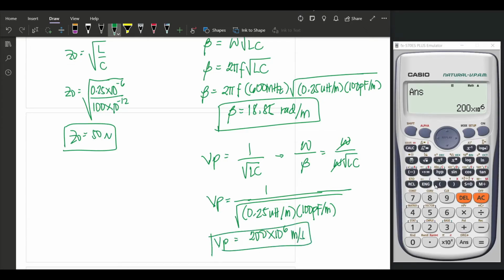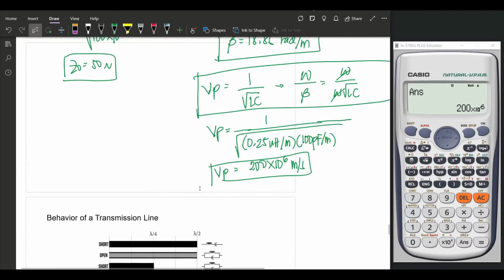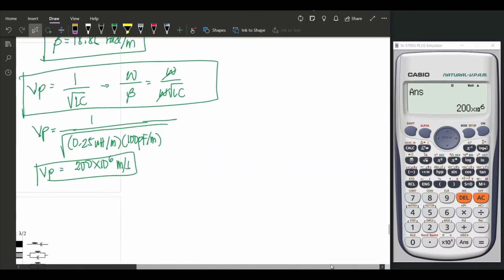Okay? So try to remember yung mga working equations na ginamit natin for this certain problem. Kapag given yung L and C, you can use this equation for the velocity of propagation, for the phase shift or phase constant, and for the characteristic impedance. So the last thing that we need to compute is the input impedance.